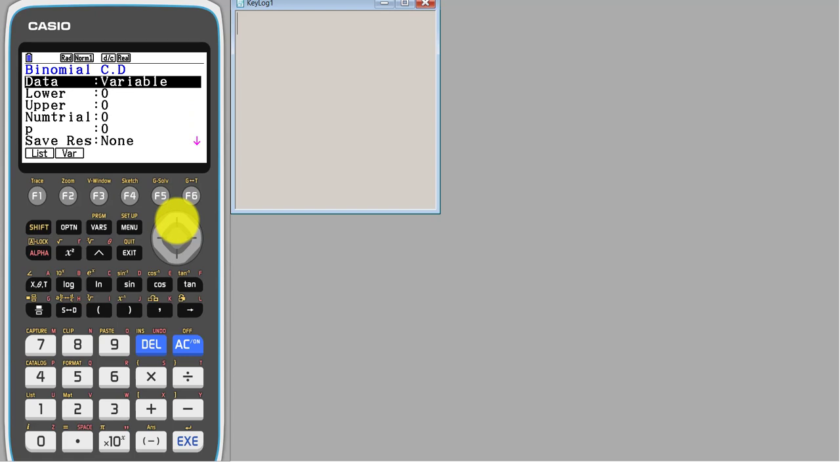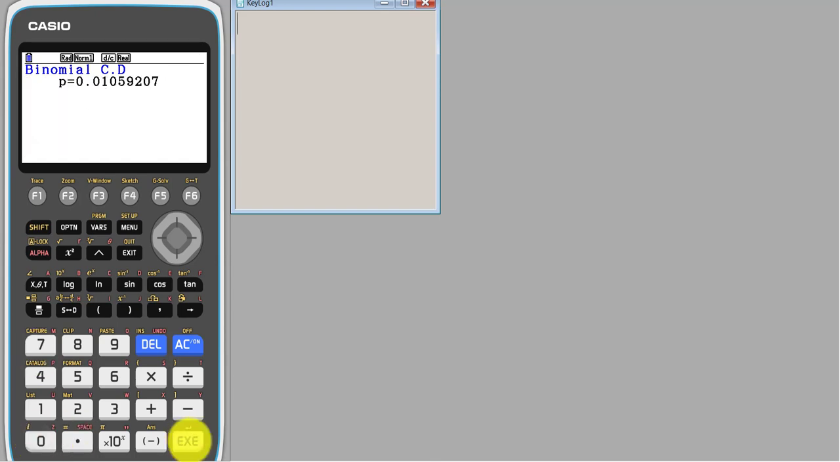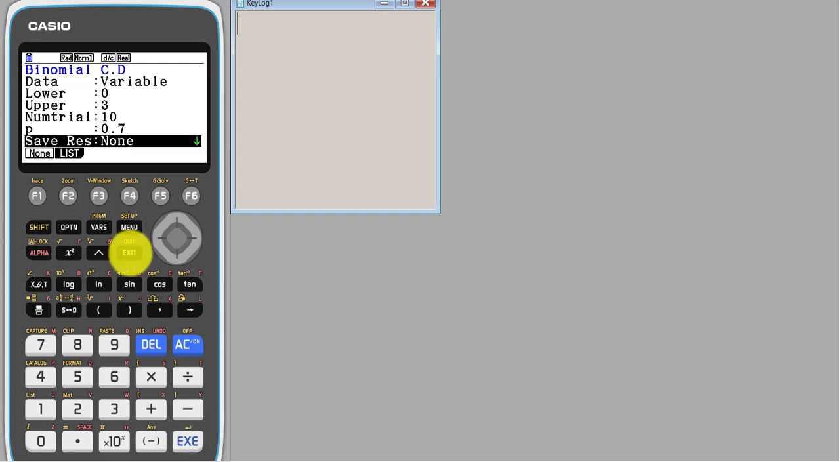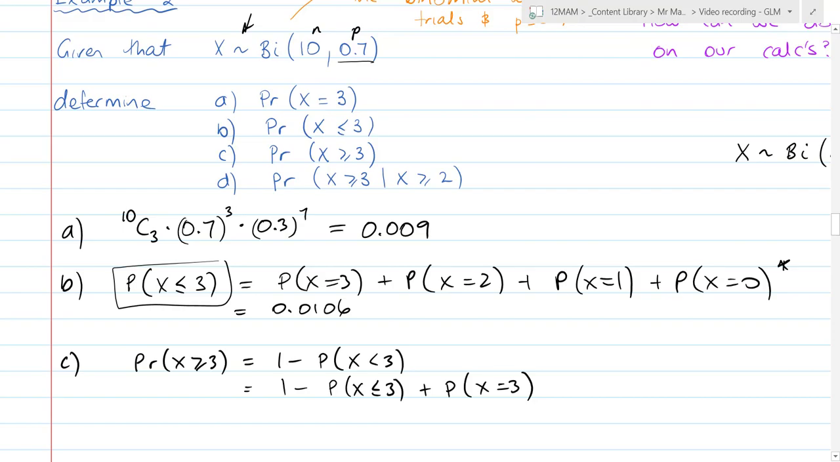Be careful, if you notice the discontinuity in my video, it's because I just came in here and I actually had that set as list, and things go a bit funny there, and you won't really need to do that. Make sure you've got that set as variable, and then I can put my lower as 1, my upper as 3, my number of trials is 10, and my probability of success as 0.7, and then it calculates that probability for me. No concerns about syntax. So if you have any issues, you can do that.